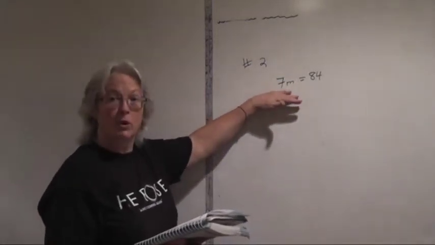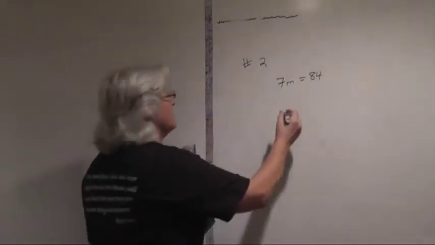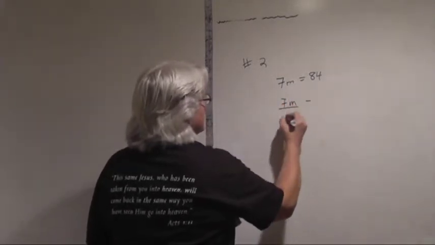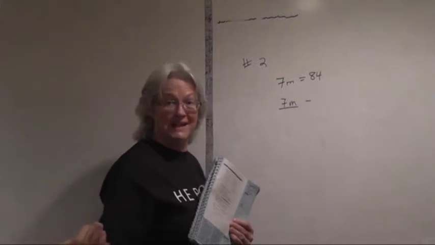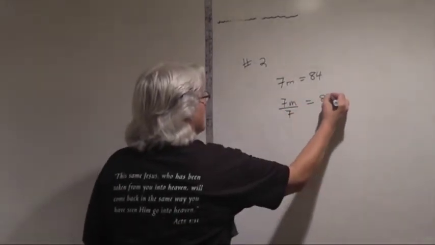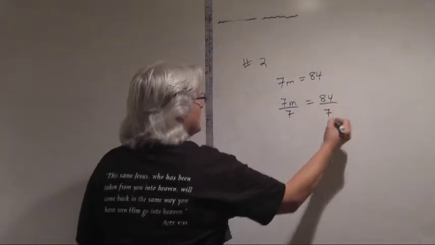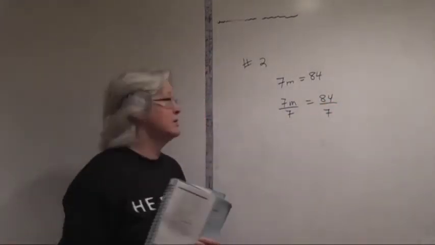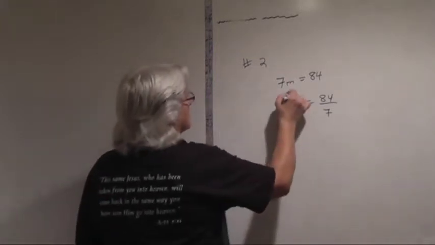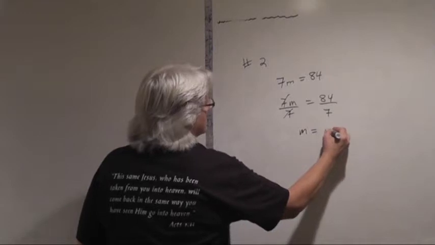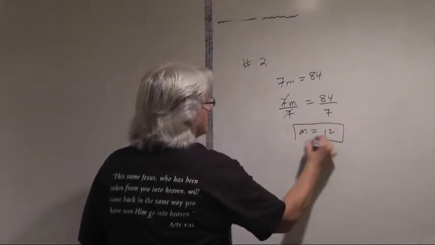The variable has been multiplied by 7. The inverse of multiplication is division. So I've multiplied by 7, I have to divide by 7. And now, to keep my equation in balance, I have to divide the right-hand side of the equation by 7 also. Common factors cancel. M is equal to 12.